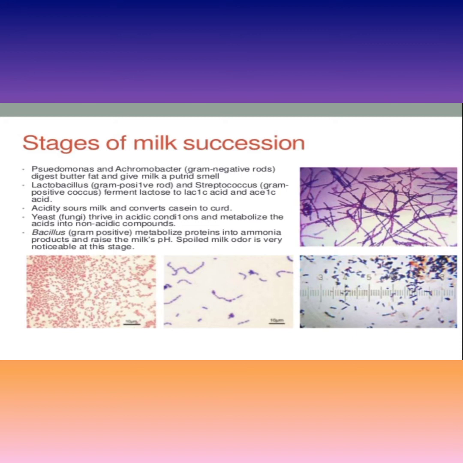ferment the lactose to lactic acid. Acidity sours milk and converts casein into curd. Yeast thrive in acidic conditions and metabolize the acid into a non-acidic compound. Bacillus metabolize the protein into ammonia products and raise the milk pH. Spoiled milk odor is very noticeable at this stage.